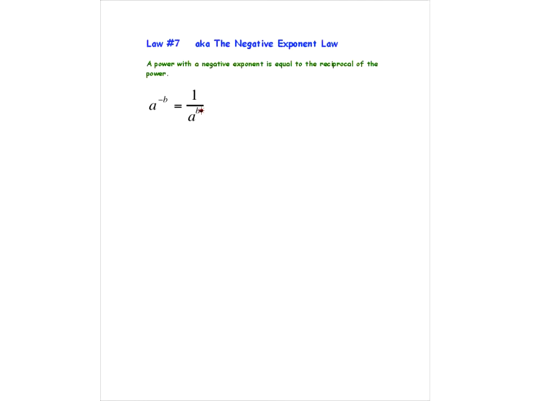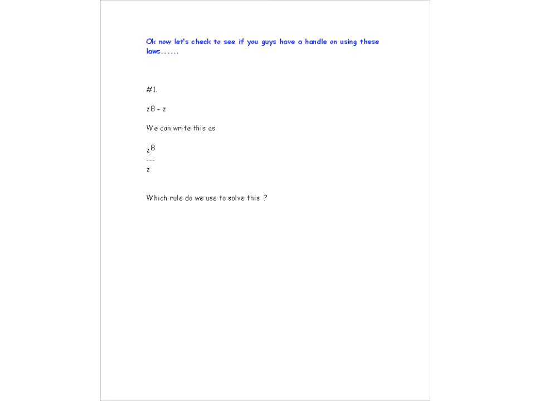It just takes a bit of practice, right? So going on to the next screen, we're going to check, guys, and see if you have a handle on these. So the first question here, that should be z to the 8 divided by z. I'm just showing it could be written in 2 different ways. Do you guys remember what the name of the rule is, the exponent law that we would use to solve this one?